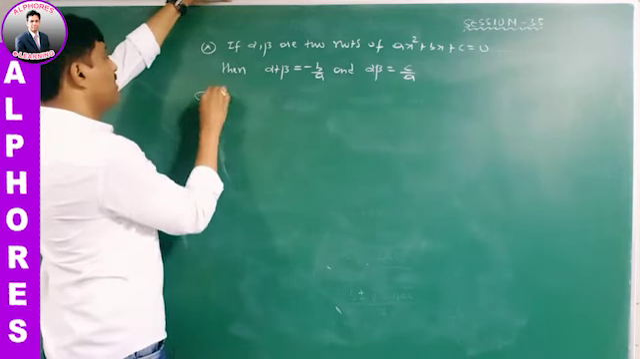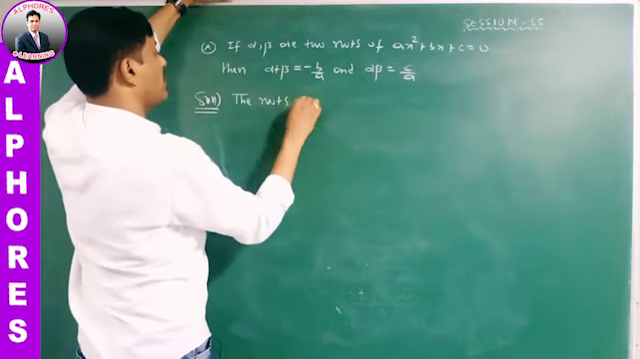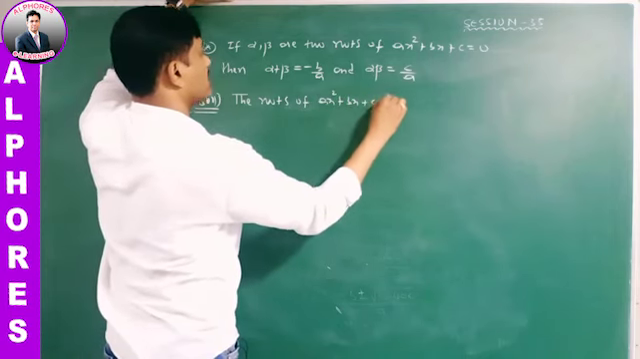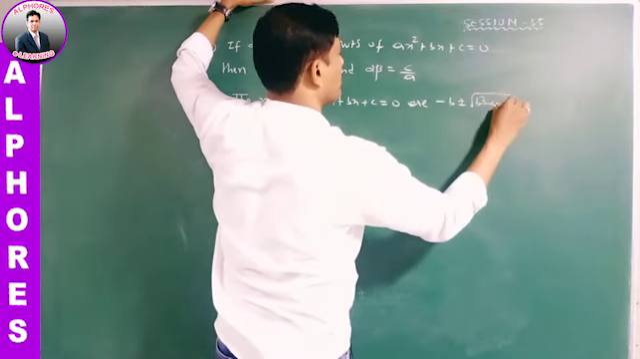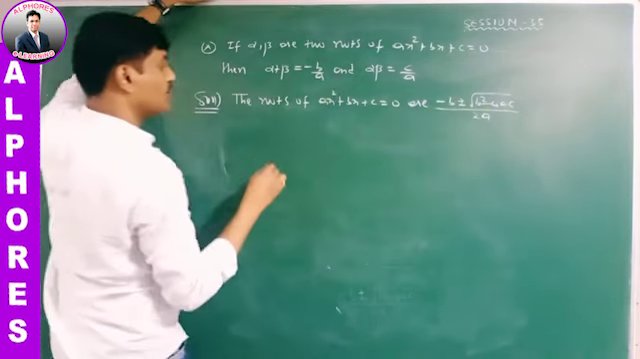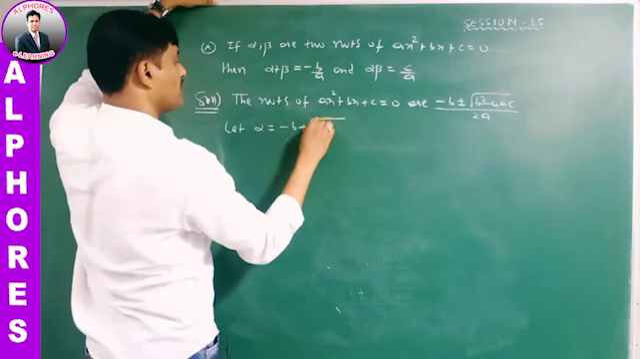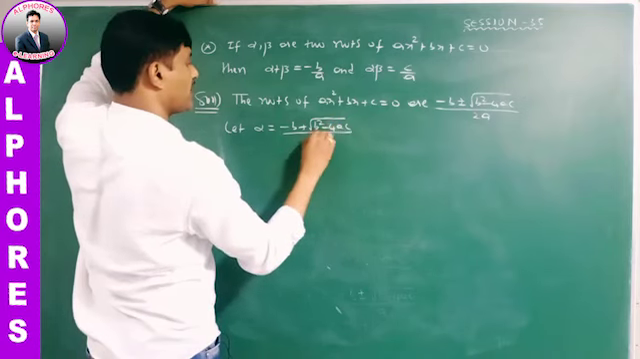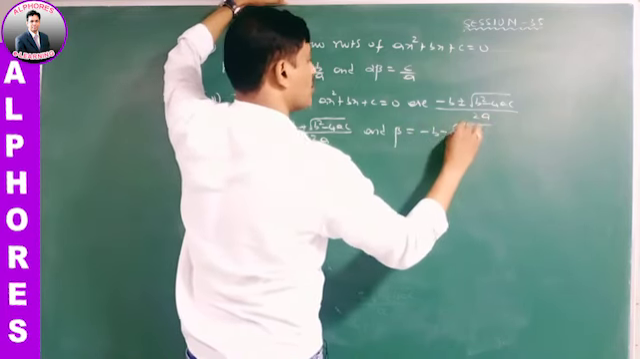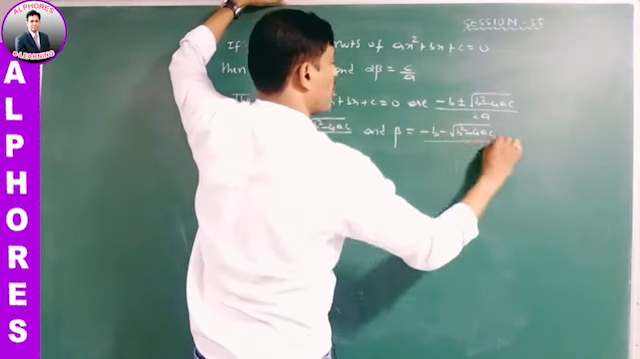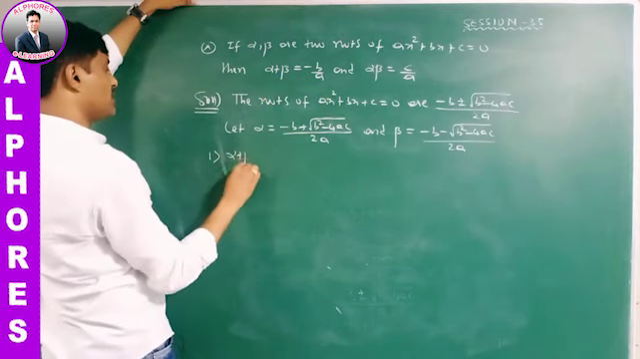Now we already know the roots of the quadratic equation ax² + bx + c = 0 are (−b ± √(b² − 4ac)) / 2a. Now let alpha be the first root, (−b + √(b² − 4ac)) / 2a, and beta be (−b − √(b² − 4ac)) / 2a. Now we have to find alpha plus beta.